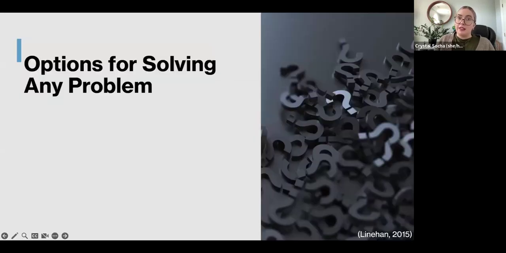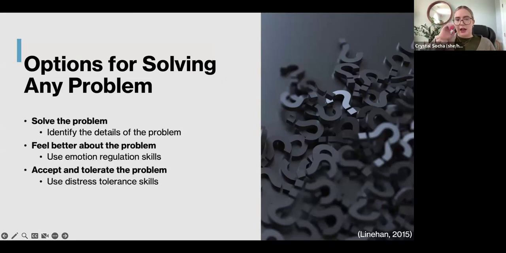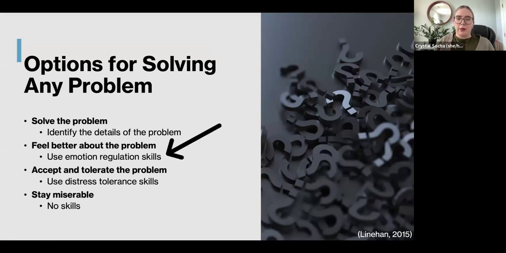And if you remember this slide, you may know that there are a few options for solving any problem. So if you're here before, this is not new, but this is where we are. You have 4 options in solving a problem, and we are at the part where you can feel better about the problem or change your emotional reaction to the problem by using emotion regulation skills. So keep this in mind. It can be helpful when individuals are saying yes, but especially when thinking about changing an emotional response, reminding them that there's 4 options to solving a problem.